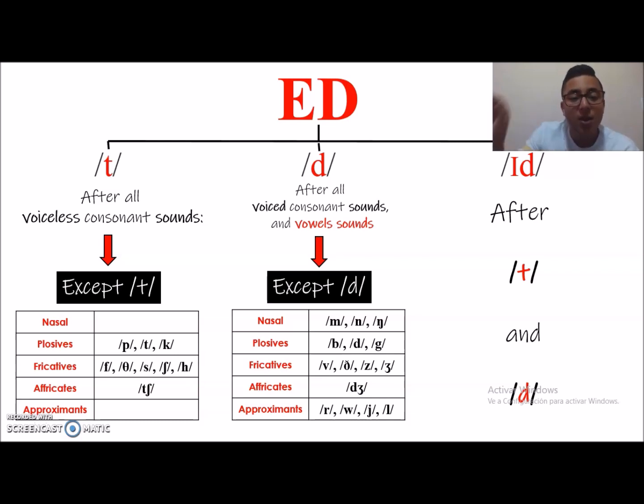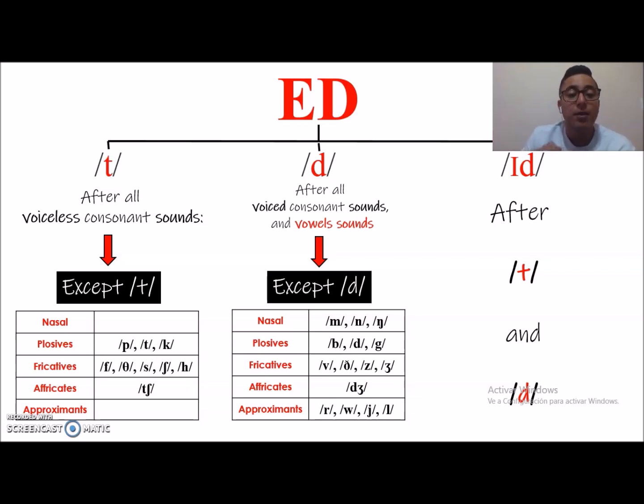Alright? So I'm going to make a summary about everything because basically the theory is really simple. So ed pronunciation, there are three different rules. The first one is when we pronounce ed as a t sound. The second one when we pronounce ed as a d sound. And finally the third rule when we pronounce ed as an ed.